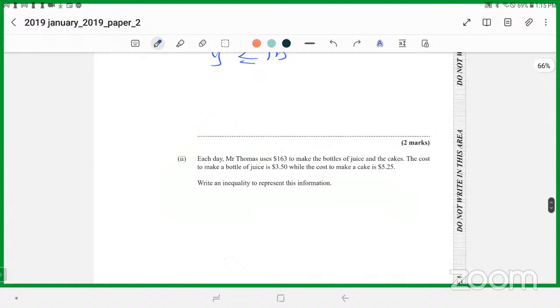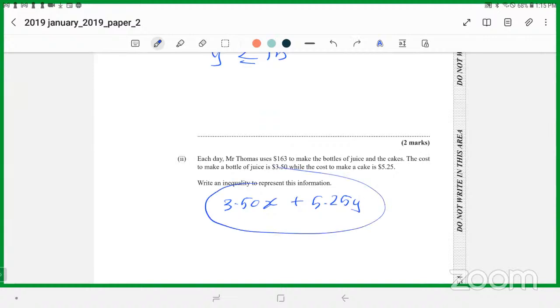It says each day Mr. Thomas uses $163 to make his bottles of juice and cakes. So he can't spend more than $163. Either he spends the full $163 or he spends less. The cost to make a bottle of juice is $3.50. So for the juice, he's spending $3.50 times X. And he's spending $5.25 for each cake, so the money he's spending on cake is $5.25 times Y. That's the total money he's spending.